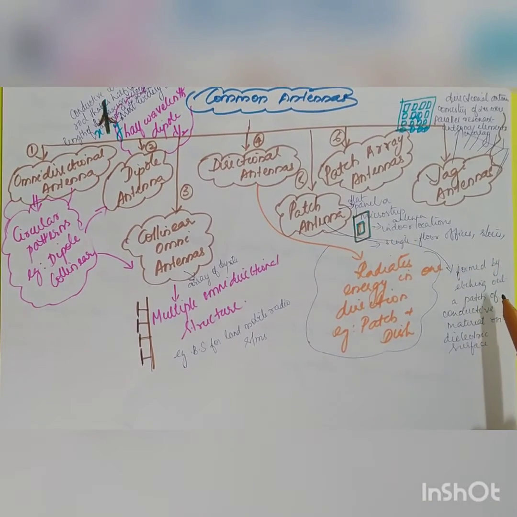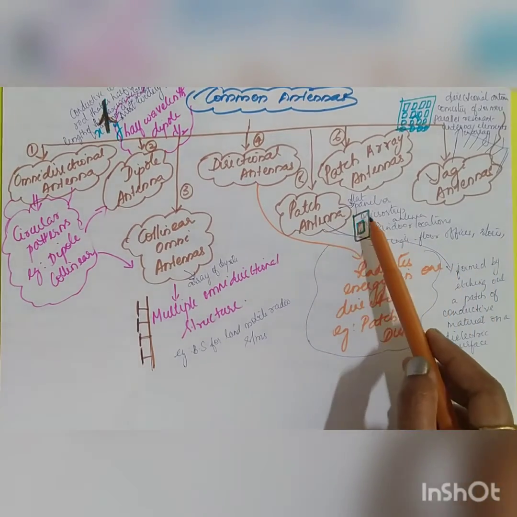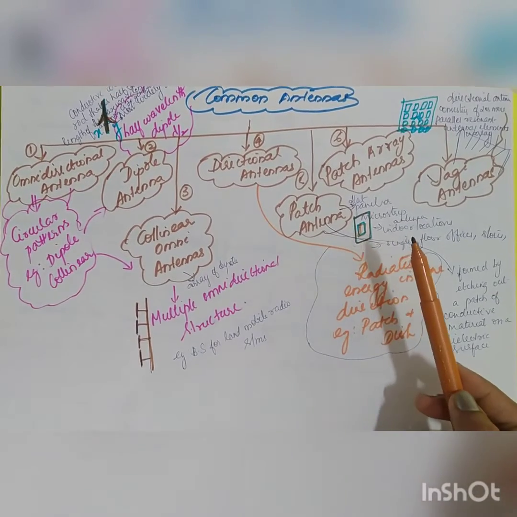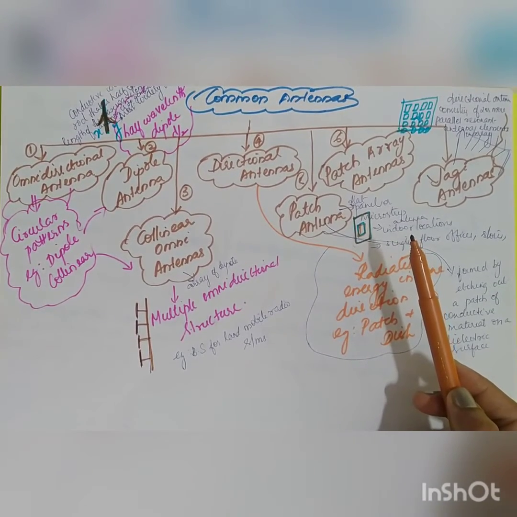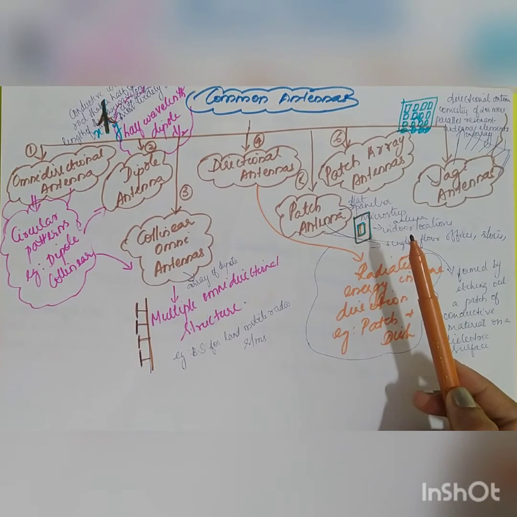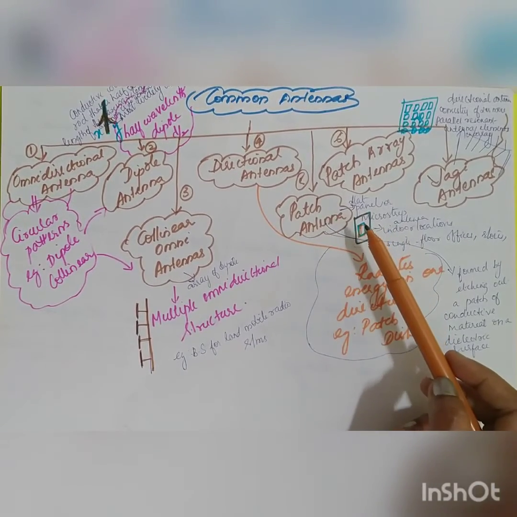So how is it formed? It is formed by etching out a patch of conductive material on a dielectric surface. This patch antenna is the simplest form of antenna. It is a single rectangular conductive plate that is placed above the ground plane. It is very attractive due to its low profile and ease of fabrication. These are the peculiar features of your patch antenna.